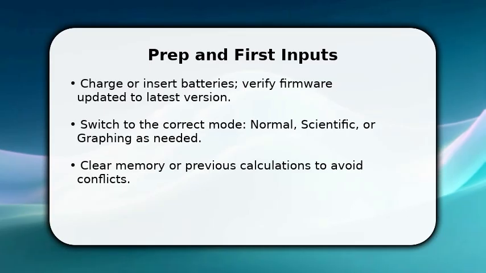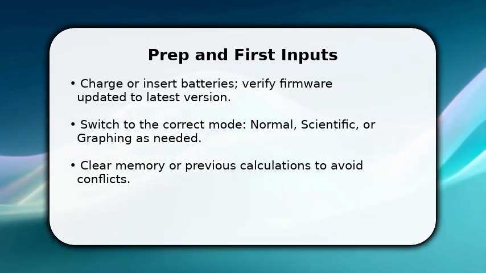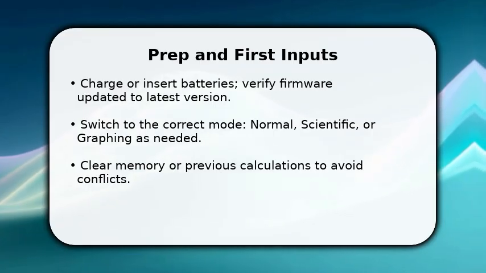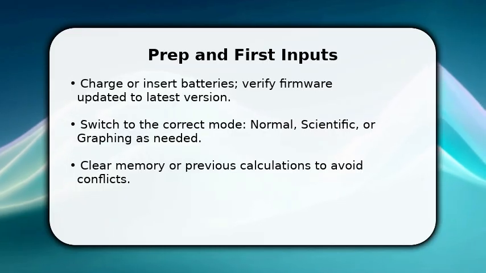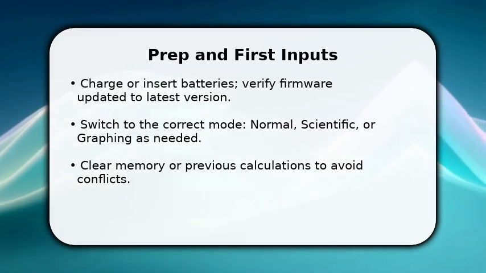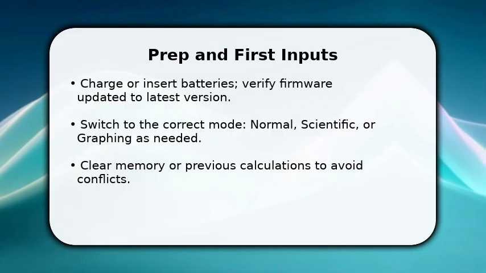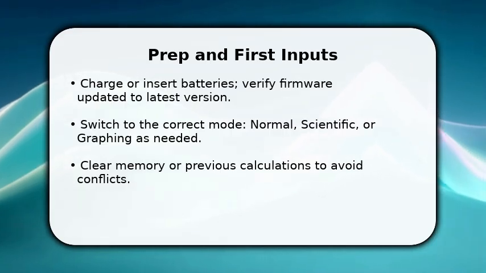You start by making sure the GDC is powered and updated. This prevents odd behavior. Once done, choose the mode matching your task: normal for arithmetic, scientific for trig and logs, graphing for functions. Next, clear memory or reset registers so old variables won't interfere.